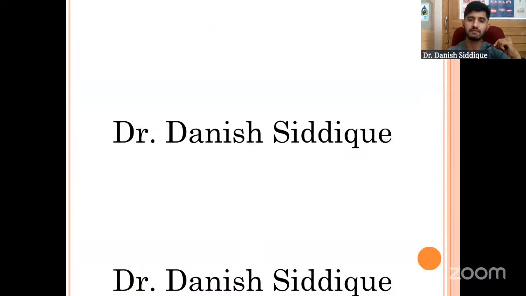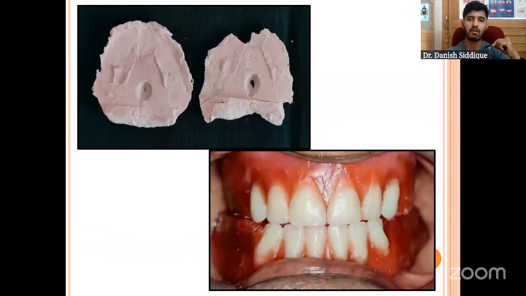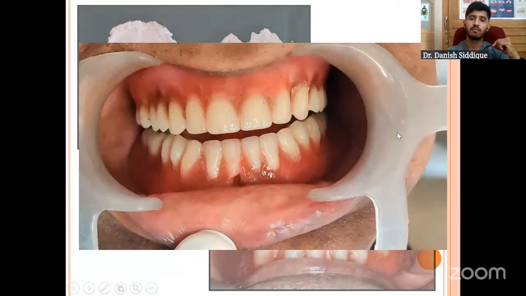So after this arrow point tracing is done, you take the record of it, then you do the anterior teeth arrangement. And this anterior teeth arrangement has to be tried in the patient's mouth. You ask the patient to bring in protrusion, check that the occlusal rims are still in contact in that. And then you go ahead with the posterior arrangement.